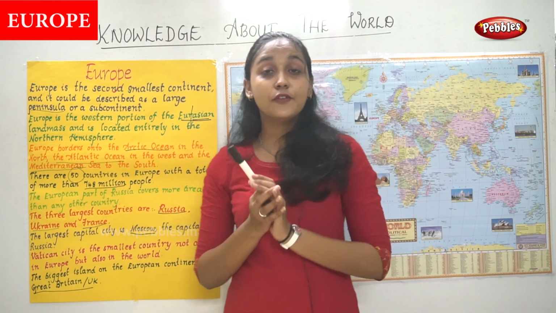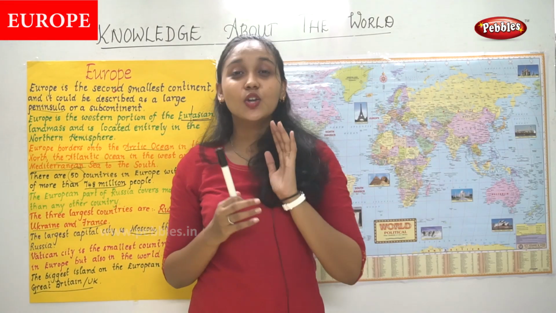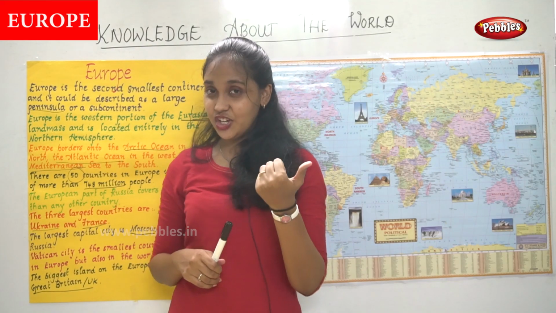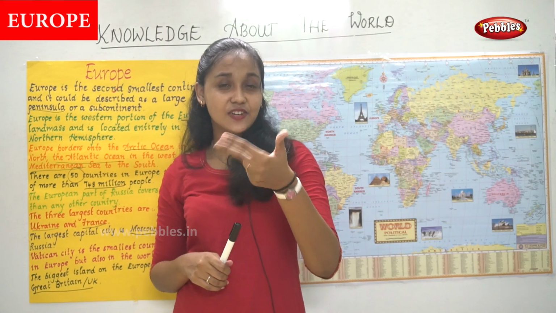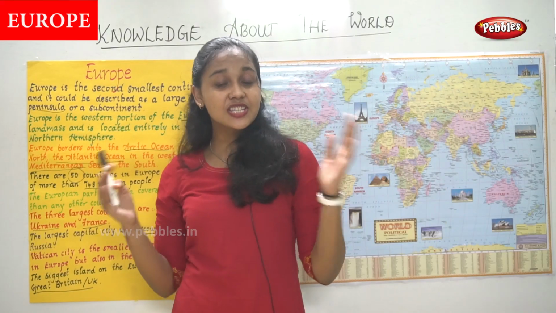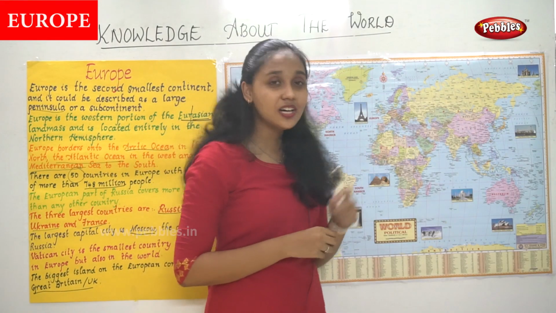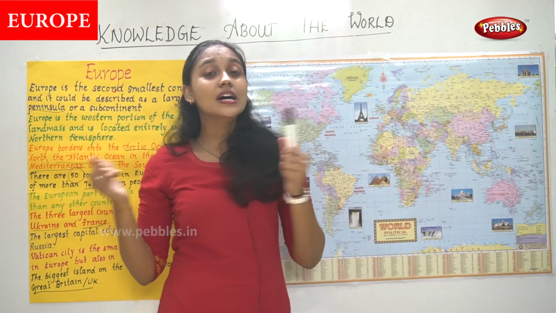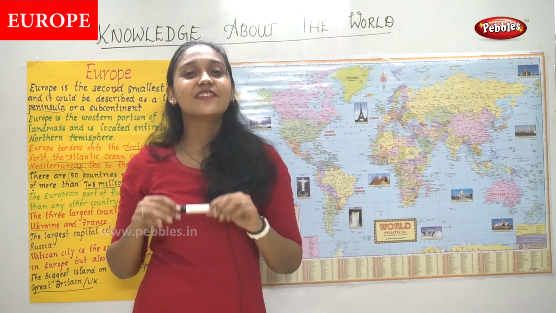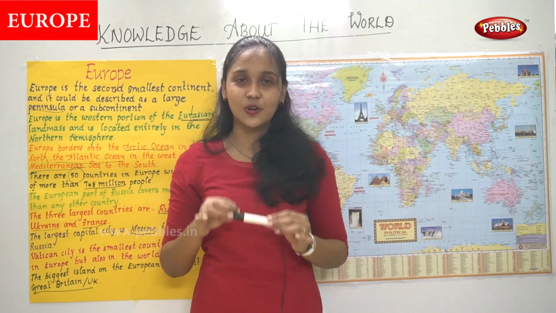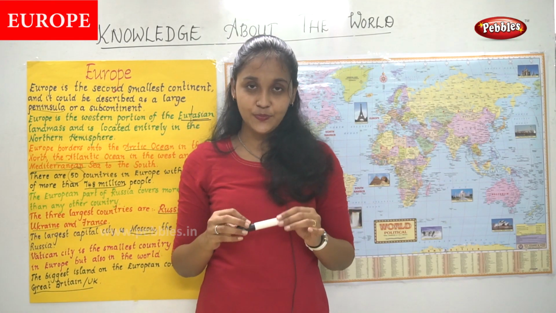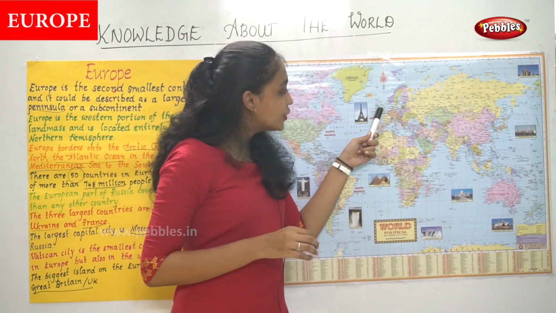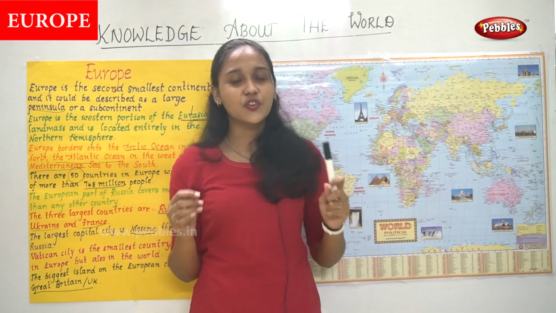There are 50 countries here, and which are the three largest countries? They are Russia, Ukraine and France. And the largest country in the world, which is Russia, has a part of it in Europe. The world's smallest country, which is the Vatican City, is also located in Europe. And which is the largest island here? It is the United Kingdom or Great Britain.